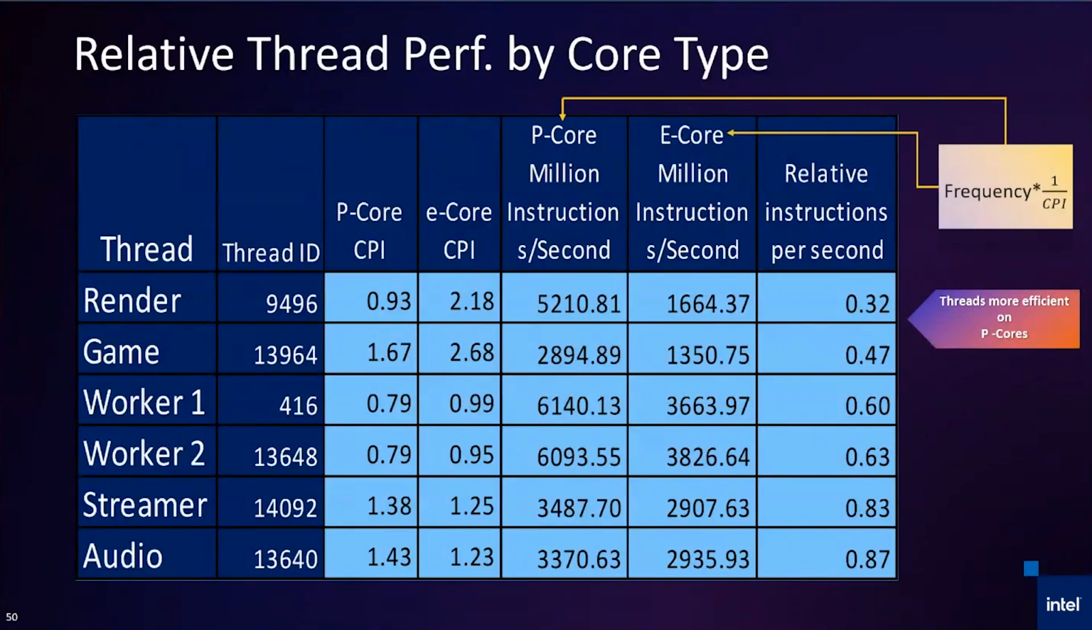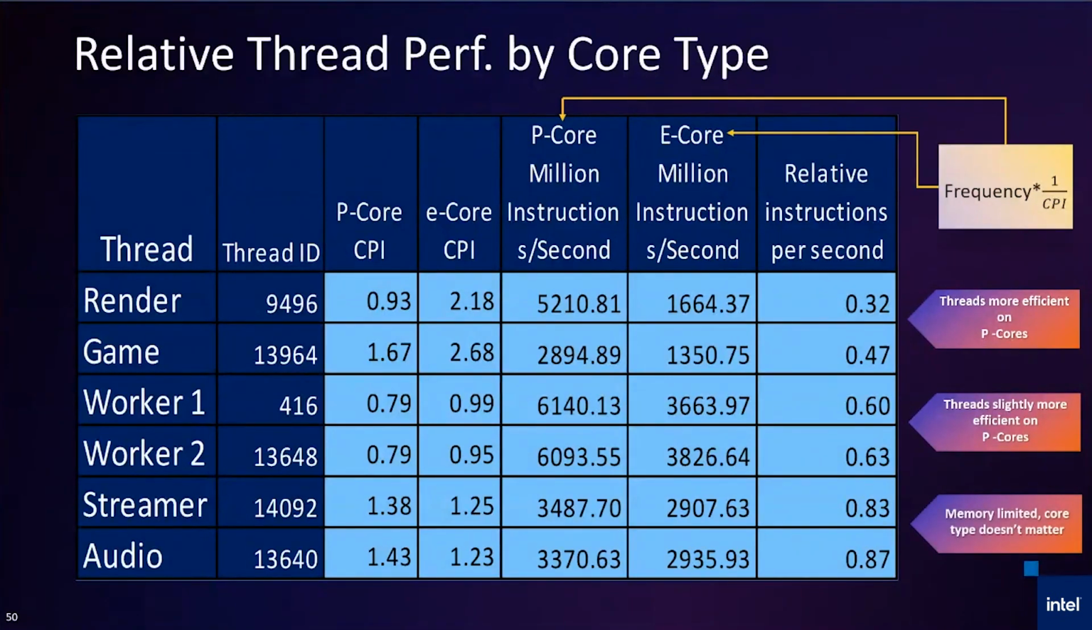For Hitman, we can see here that the game and render thread are significantly more efficient on the P cores. I take this as meaning that these particular threads are really benefiting from the larger L2 caches that come with the P cores. In fact, this is the main reason why we increase the cache sizes for the P cores. It benefits these type of workloads. Meanwhile, those general purpose worker threads are running at about 60% of the performance on the E core relative to the P core. While the streaming and audio threads, there's almost no difference between them. Effectively, these are memory limited, so the core type doesn't actually matter.